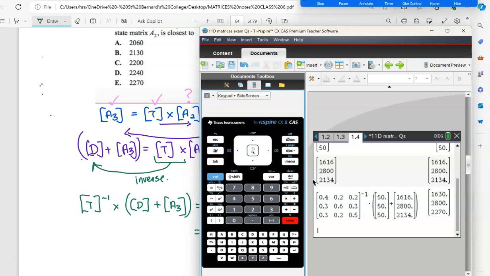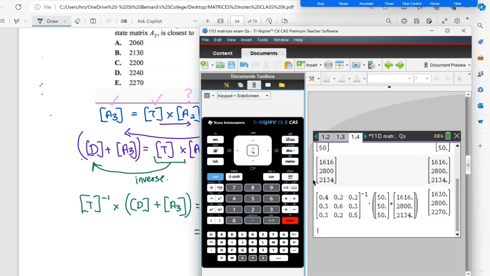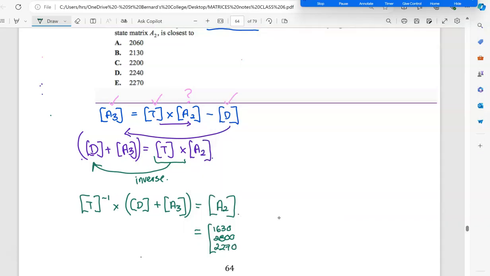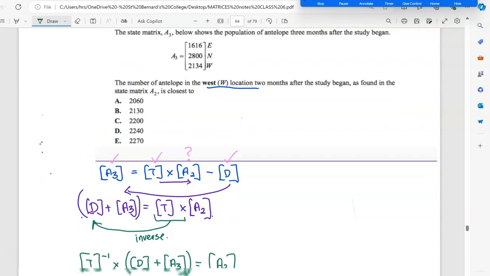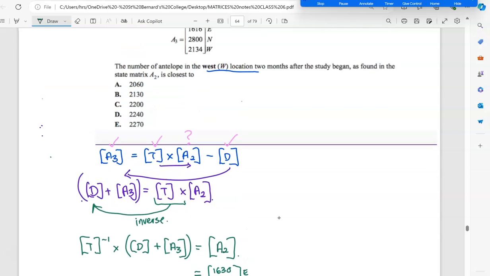What was that? 1630, 280, 8, and 2. Oh my God, I've got a bad memory. Okay, and we want the west one, which was the last one. So the answer is E.